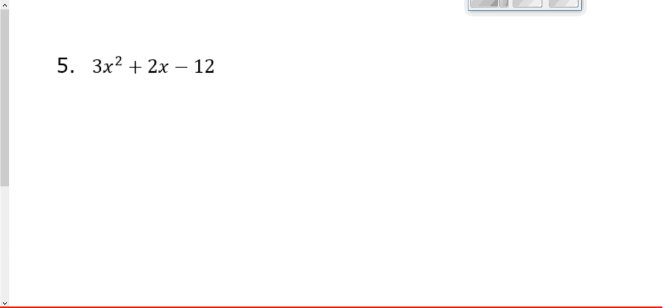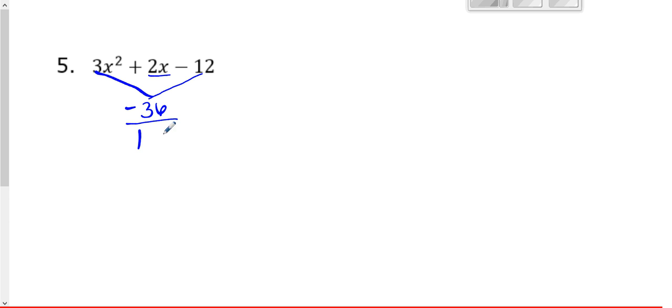Okay, so number 5 is my last method. So to check to see if it can be factored first, I would multiply 3 and negative 12, which would give me negative 36. So I'm looking for two numbers that multiply to give me negative 36 and add to give me positive 2.